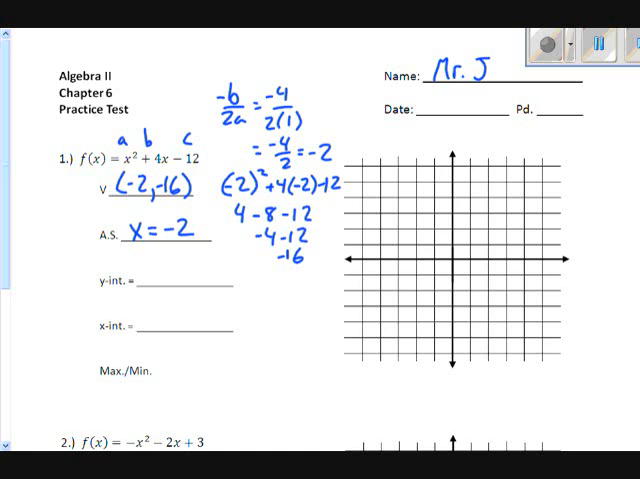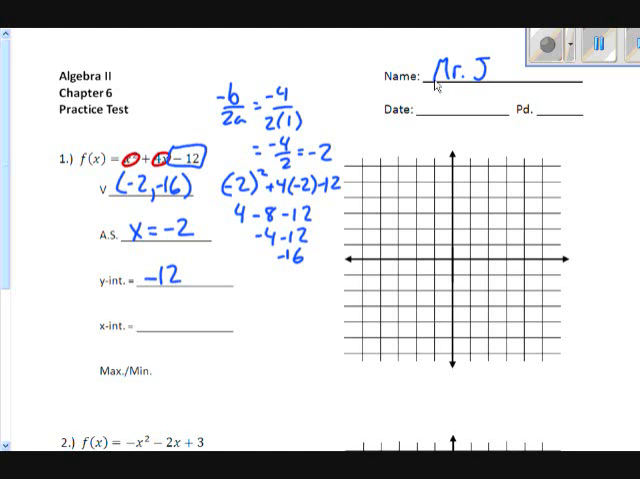The y-intercept, remember, is where we plug zeros in for x. If you imagine this, if I plug a 0 in here and a 0 in here, all that's going to be left is this negative 12. Remember, that's our shortcut. The constant value is the y-intercept.